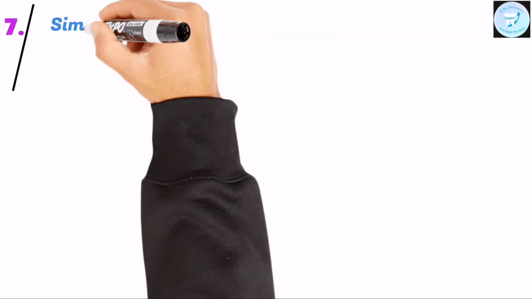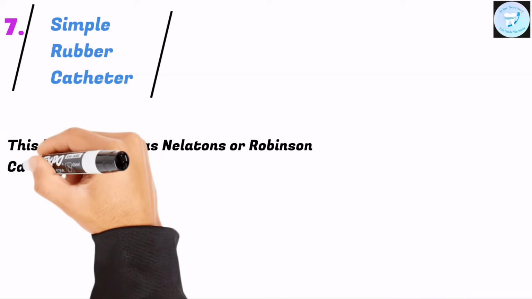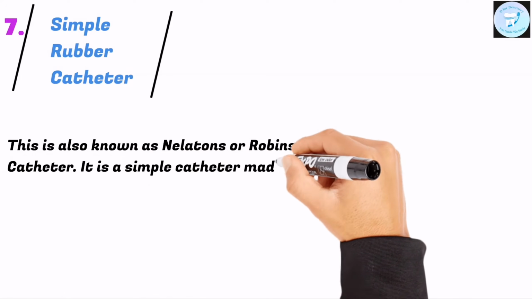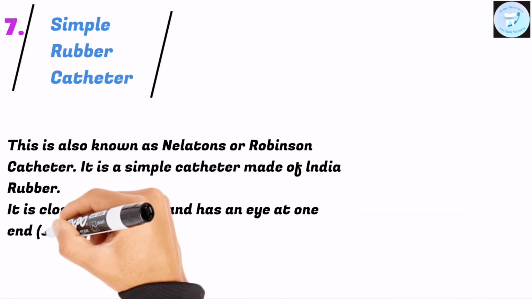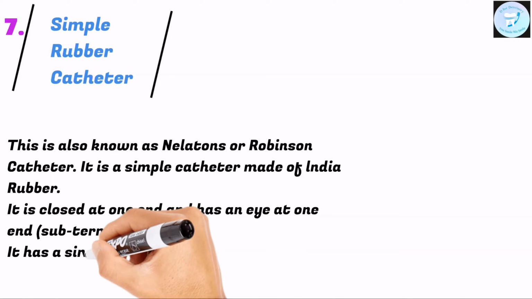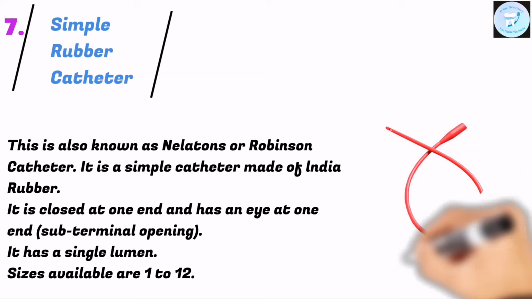7. Simple rubber catheter. This is also known as Neilson's or Robinson's catheter. It is a simple catheter made up of India rubber. It is closed at one end and has an eye at another end, a subterminal opening. It has a single lumen. Sizes available are 1 to 12.